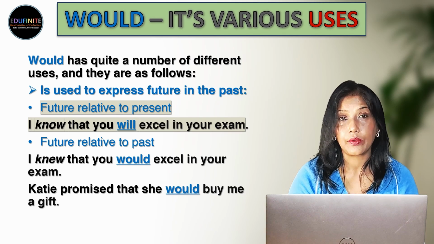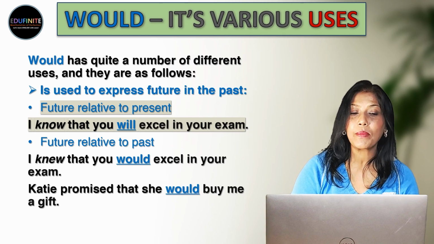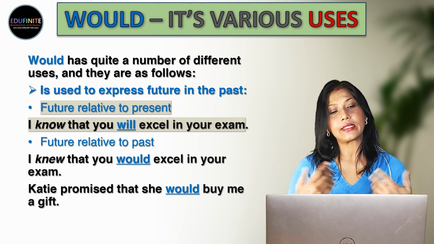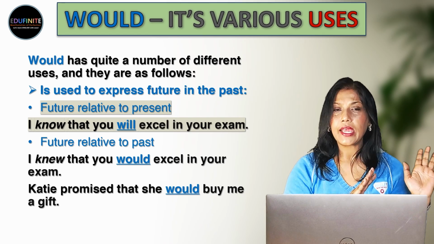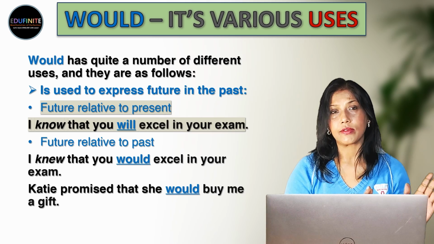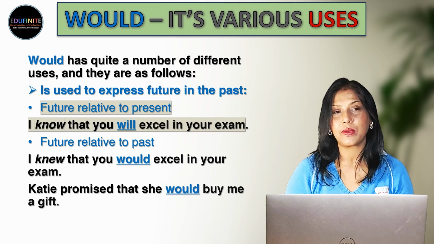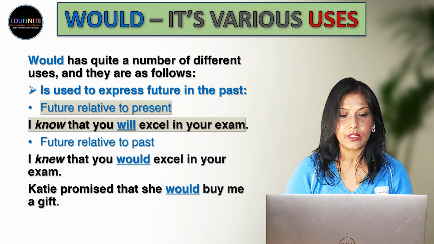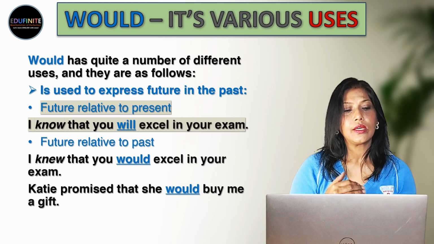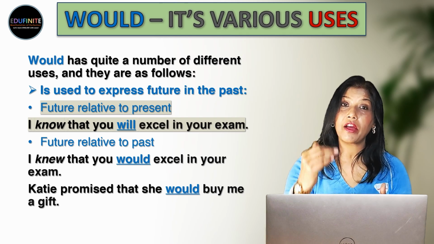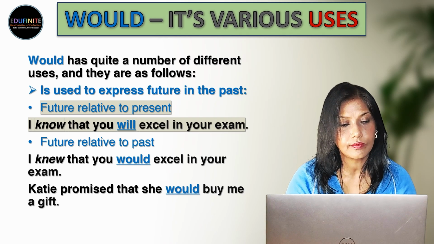Okay. Now, the next sentence is, "Katie promised that she would buy me a gift." So yes, this is also in the past, maybe a few days ago, she had promised me that she would buy me a gift. So this is something future relative to the past. She would buy me a gift.